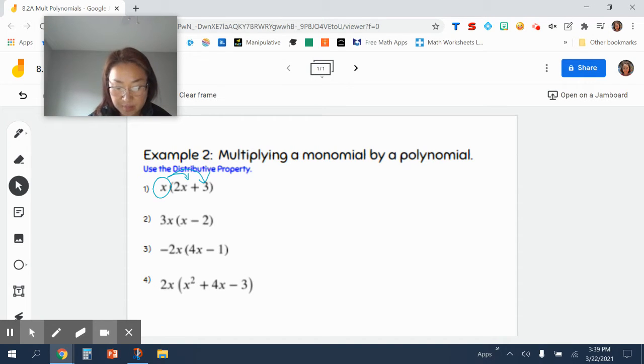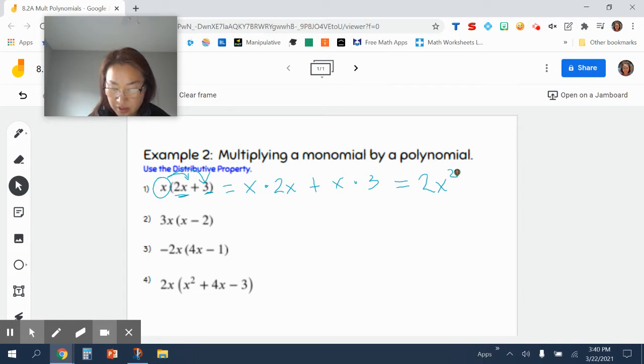So for this problem, the work I will show is I took x and I distributed to 2x first. So that's x times 2x first. Plus, I go back and multiply 2 times, now this time it's going to be distributed to the second term, which is 3. So this would just give us 2x squared.